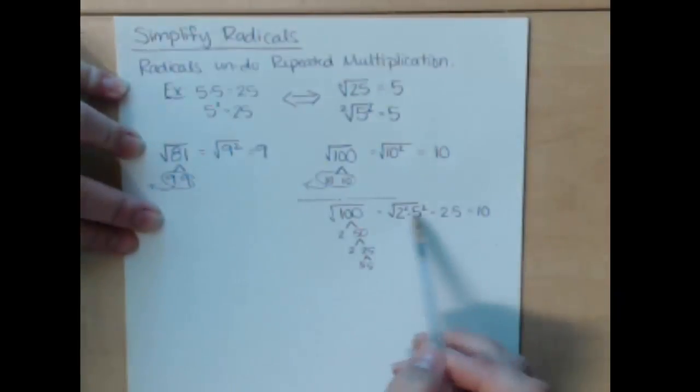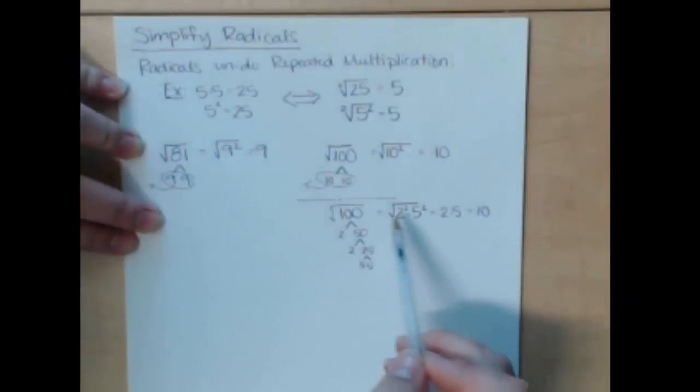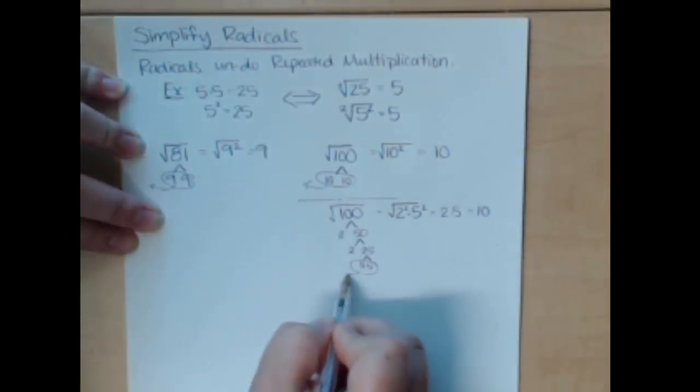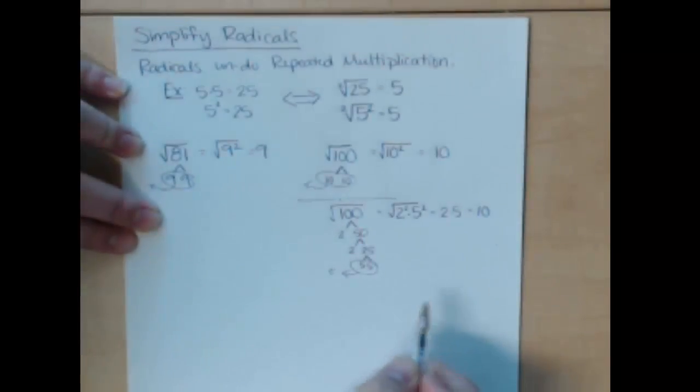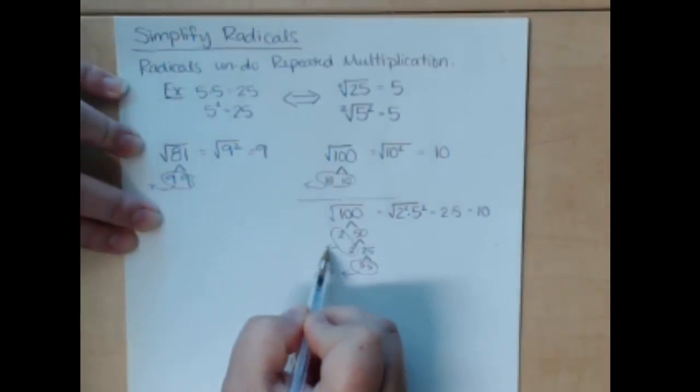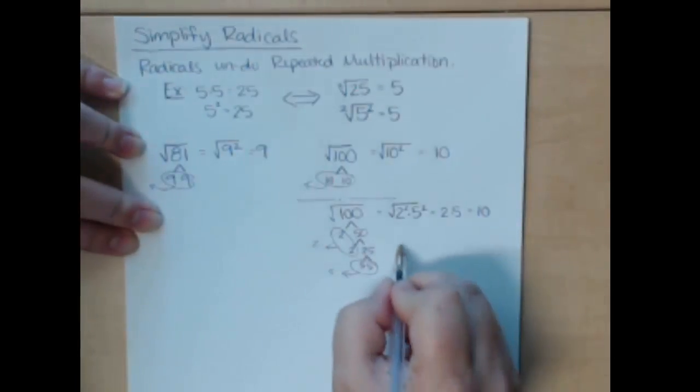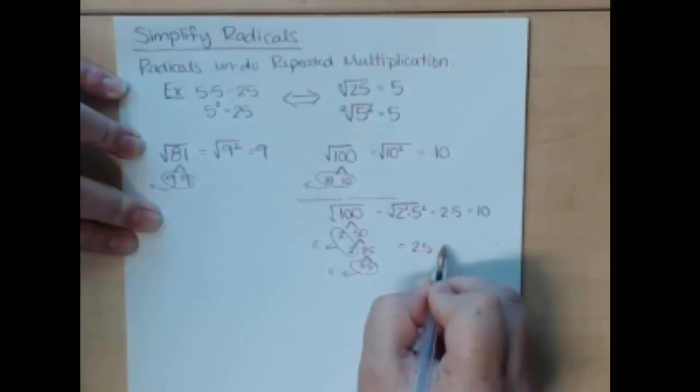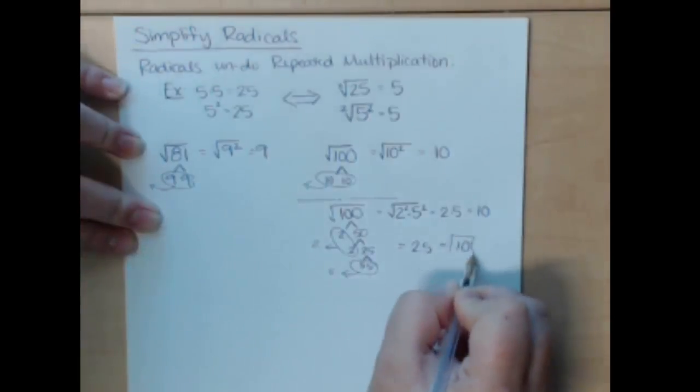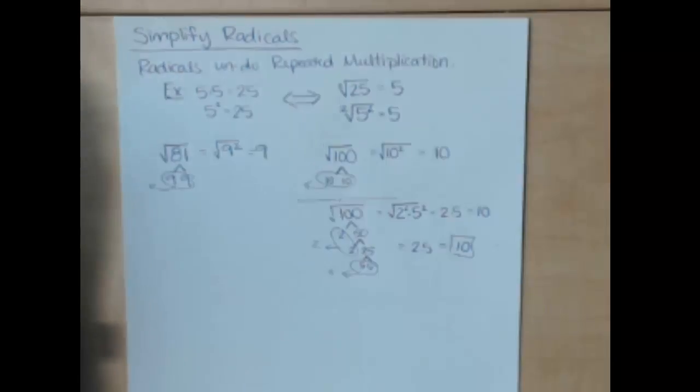Or if you don't want to write all this out, you can just look at the number of copies. So I have 2 copies of a 5, so I can pull out a 5. I have 2 copies of a 2, so I can pull out a 2. And whatever I pull out, I multiply together. So 2 times 5 gives me 10. So you can see, regardless of which method you use, you should get the same answer.